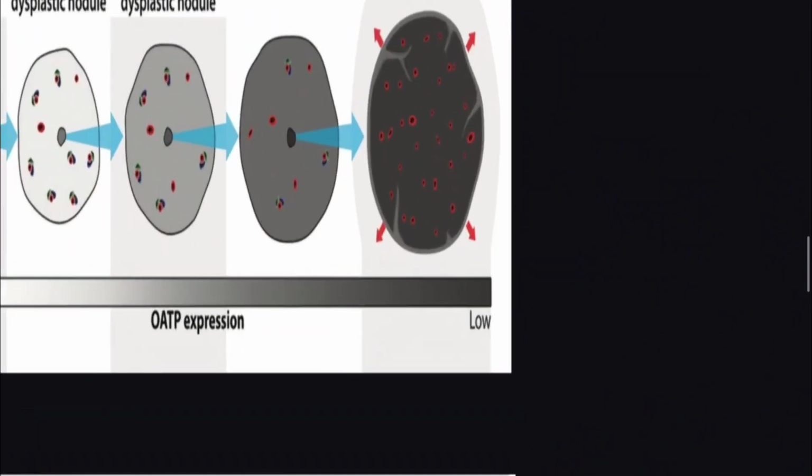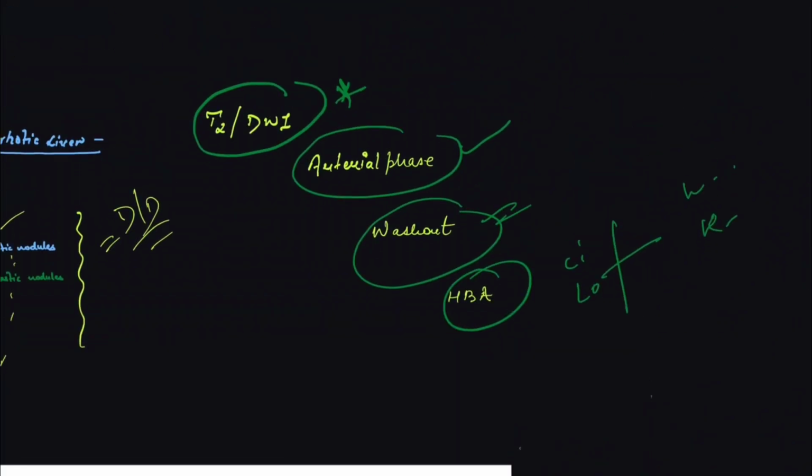Just remember these four steps of T2 and diffusion: not there till dysplastic nodules; arterial enhancement in high grade dysplastic nodules, but no washout and no capsule; and the hepatobiliary agent showing hypoenhancement from the stage of high grade dysplastic nodules.